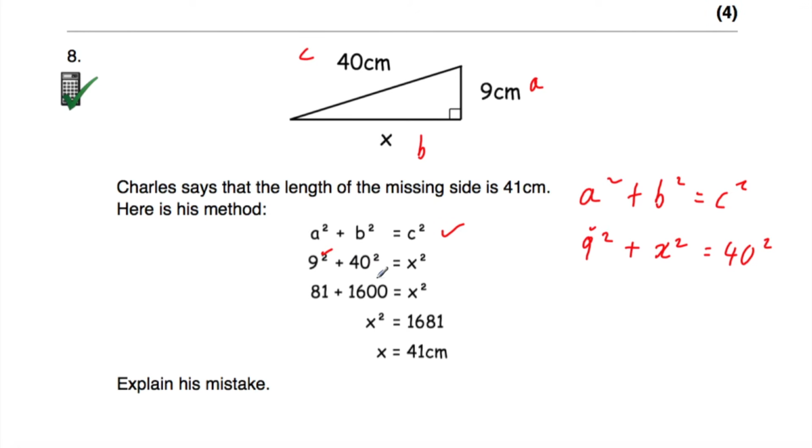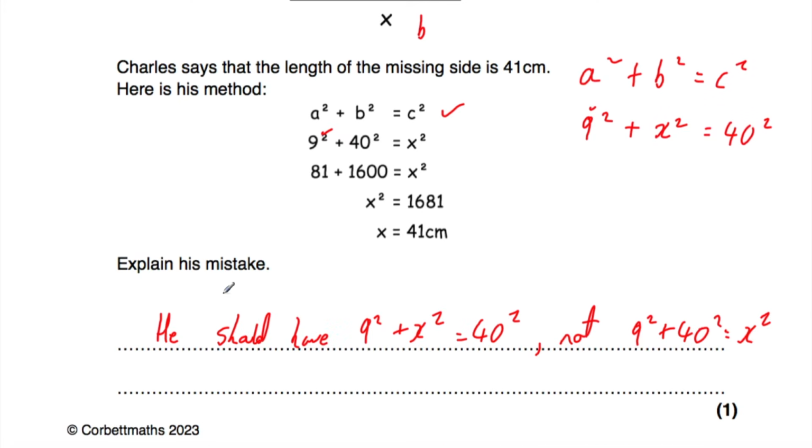He's labelled them the wrong way around. He's put them in the wrong positions. He's actually said that this is one of the shorter sides, and he's saying this is the longest side of the triangle. So Charlie's labelled his sides wrong, or he's put his values into the wrong place in Pythagoras' theorem. So let's write that down. I've just written down that Charlie should have used 9 squared plus X squared equals 40 squared, not 9 squared plus 40 squared equals X squared, that he's substituted them into the wrong positions.